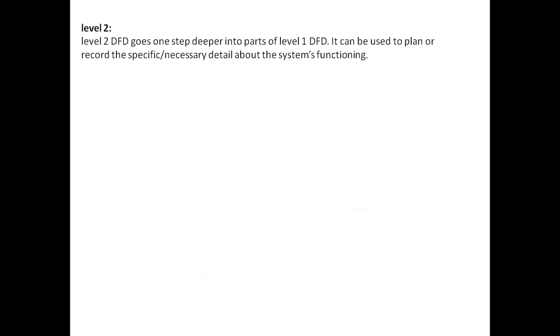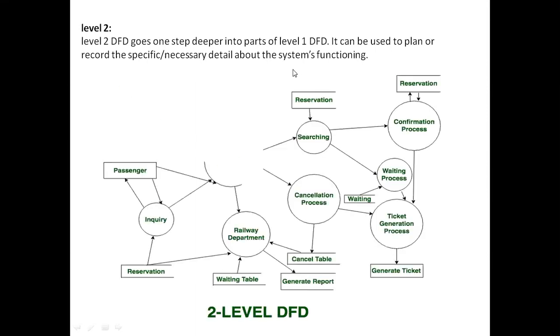Next one is the level 2 data flow diagram. Level 2 data flow diagram is expanded in more detail. Sorry, level 1 is expanded in more detail for this level 2 data flow diagram. Level 2 data flow diagram goes one step deeper into parts of the level 1 data flow diagram. It can be used to plan or record the specific or necessary details about the system functionalities.